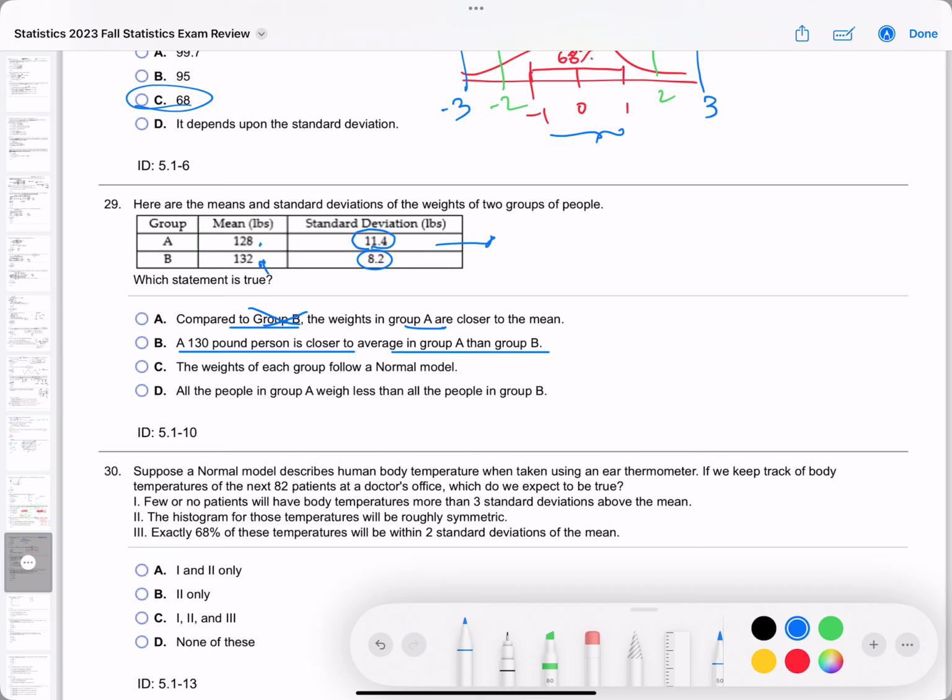Well, 130, you can see it's like, oh, is it closer? Well, that's 130 and that's 130, and they're both 2 away. But it's asking 130 with the standard deviation. This is a smaller standard deviation, so on 29, you could see, yes, this could be true. We don't know if it's a normal model. We weren't told. And all people in A, we don't know that either.